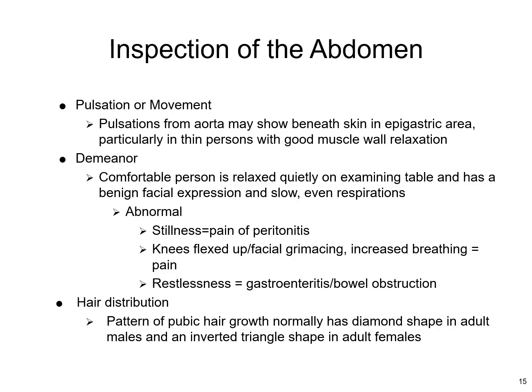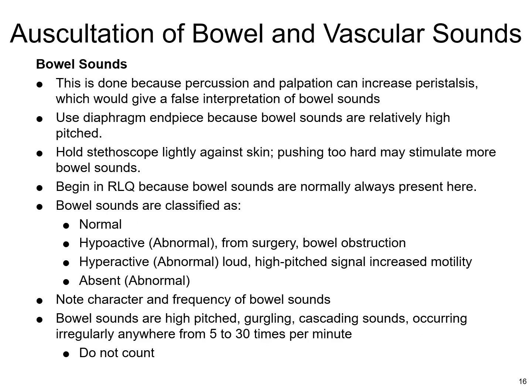We want to listen for the bowel sounds. You're going to use the diaphragm end of your stethoscope. You are going to hold it lightly against the skin, starting in that right lower quadrant. If you push too hard, you can stimulate those bowel sounds, stimulate that peristalsis again, and you will get an abnormal finding.